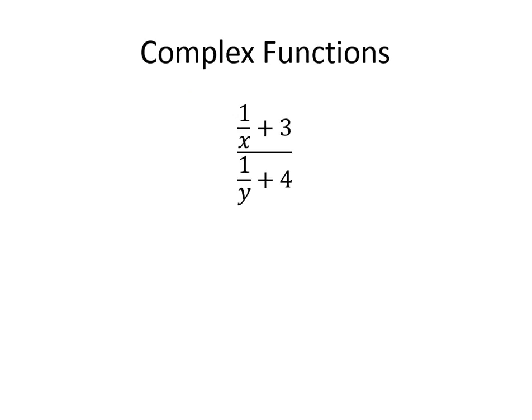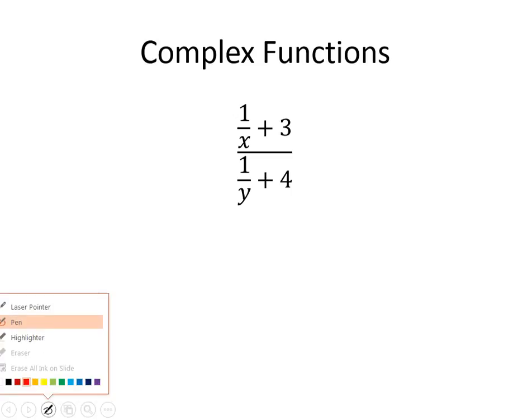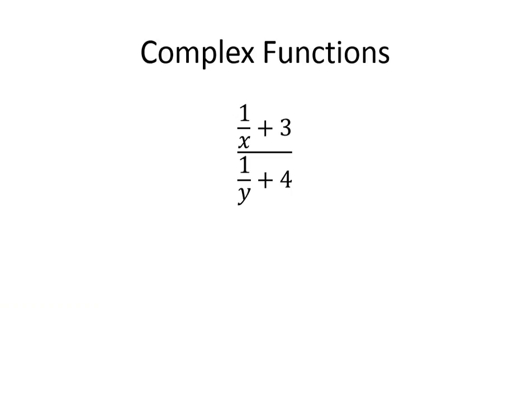All right, complex functions. Complex functions are fractions within fractions. And so what we have to do here is get a common denominator in the numerator and then a common denominator in the denominator. So we have to do it for both parts. We're just going to focus on the top part right now. 1 over x plus 3 over 1. What's the common denominator, or the least common multiple? It's x. So we're going to multiply the second one by x.